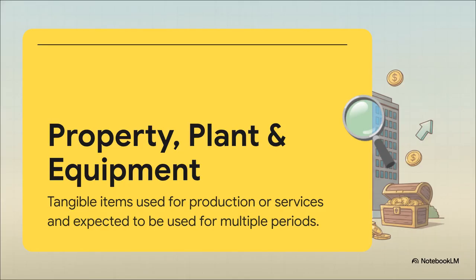MFRS 116 defines PPE as tangible items, meaning, you can physically touch them, and they are held for use in the production or supply of goods or services, for rental to others, or for administrative purposes. And, here is the golden rule. Definitely highlight this in your notes. They must be expected to be used during more than one period. If a thing only lasts 6 months, it's just an operating expense. It is not a capitalized item of PPE.